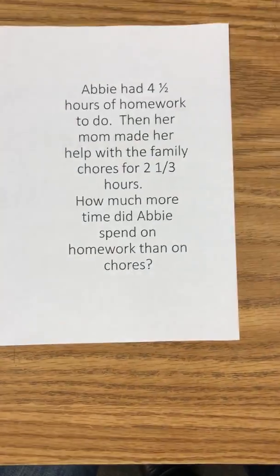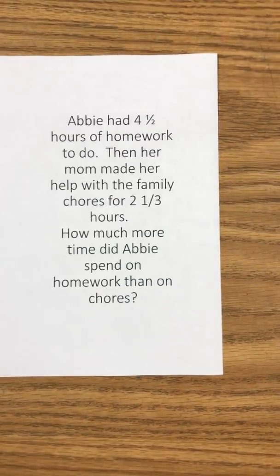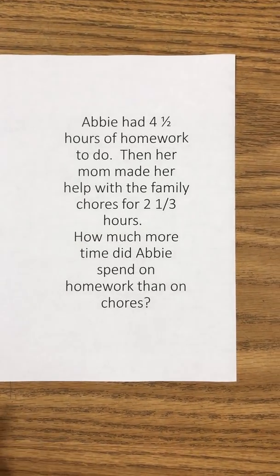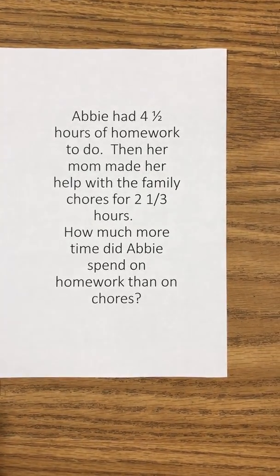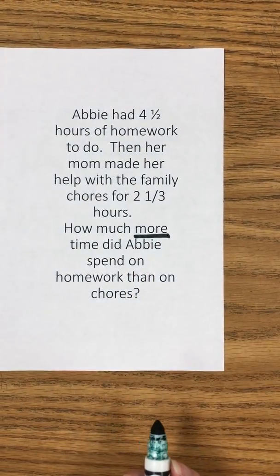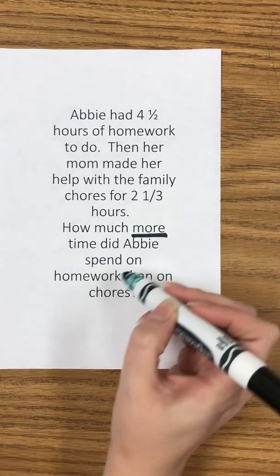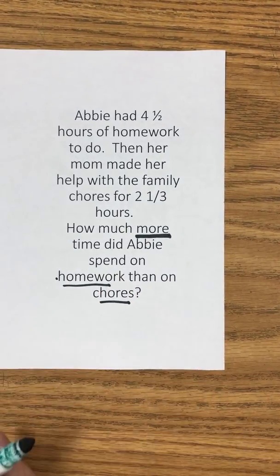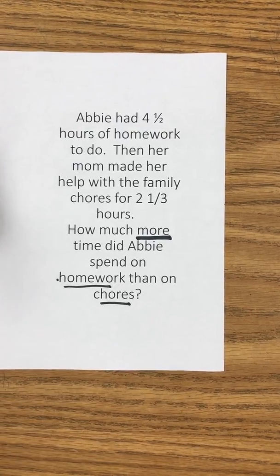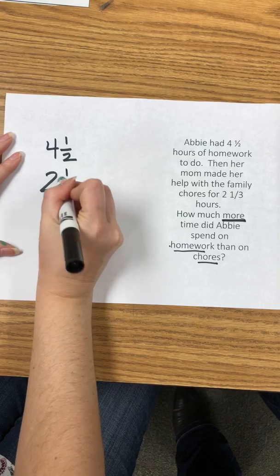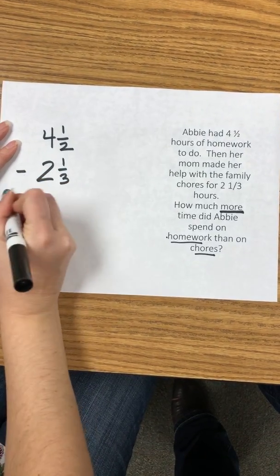Abby had 4 1/2 hours of homework to do. Then her mom made her help with the family chores for 2 1/3 hours. Oh, this is sounding familiar. How much more time did Abby spend on homework than chores? Oh, now the question's different. It's asking how much more. And as I read the question, it says how much more did she spend on homework than chores, which means homework's the bigger number. So I need to start with homework on the top, and then I need to put the chores underneath. And I'm going to subtract.